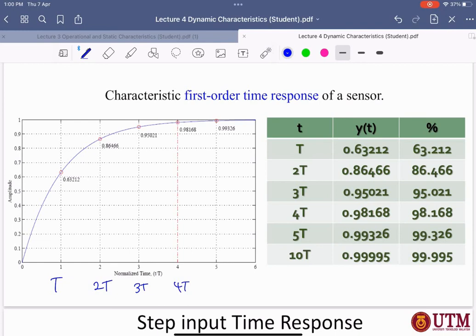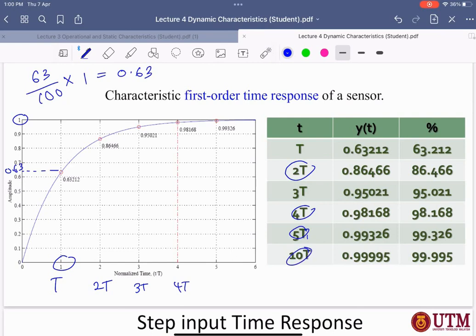So how do we get the time constant? That means 63 over 100. If the final output is 1, then 1 times 0.63 is 0.63. Then you can get the time constant here. And the second one, 2T, 3T, 5T, and 10T.